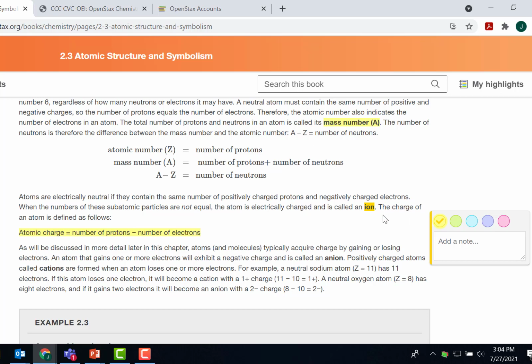There are two ways for this to happen. You can have more protons or you can have more electrons. If it has more electrons, we call that an anion. So anions have more electrons. If it has more protons, we call that a cation. So cations have more protons. Now, one thing I want to stop and remember here: the atomic number is always the number of protons. So if you have more protons than electrons, it's because the electrons have gone away, not because you've added protons. So just keep that in mind.